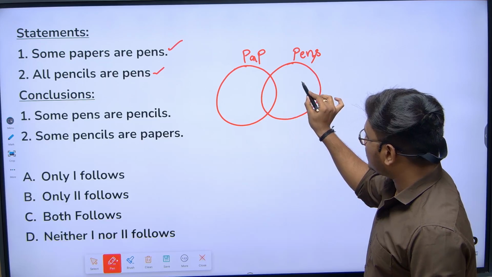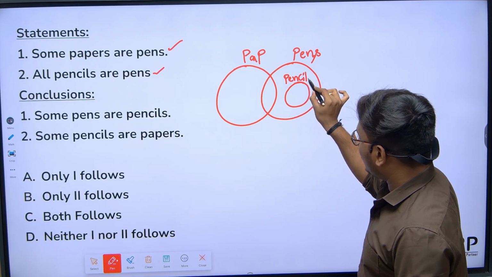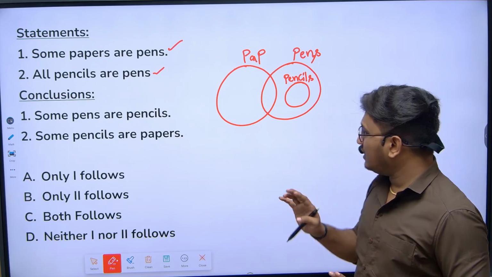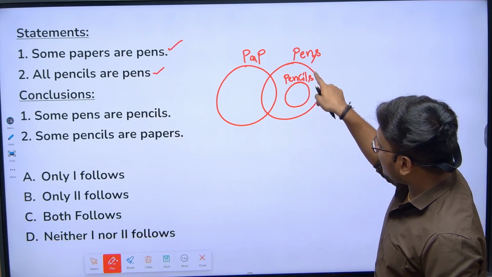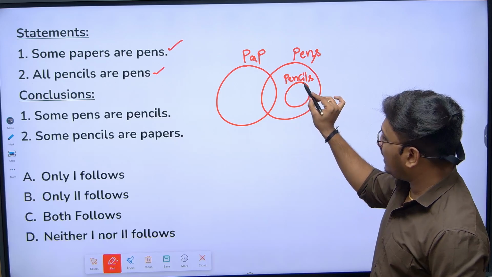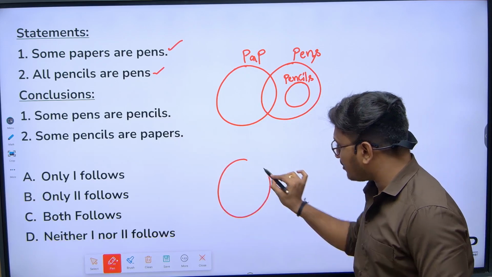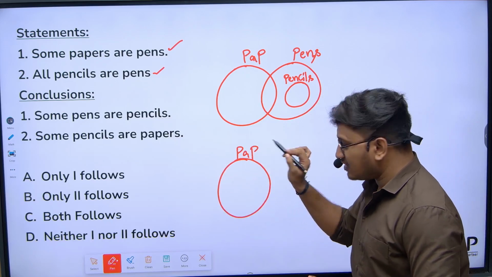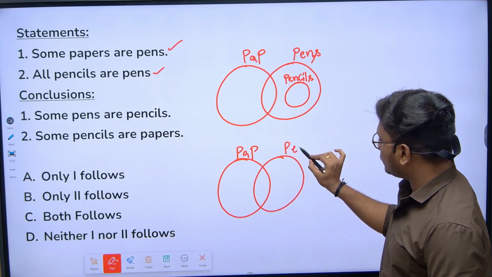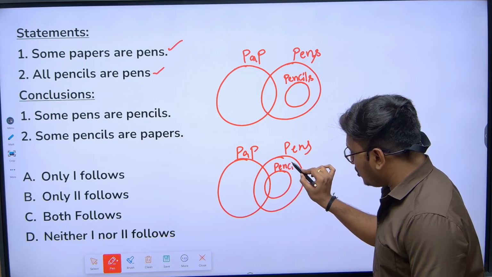All pencils are pens. Now if you observe, you should be clear about the diagram as well. All pencils are inside pens, right? If I want, I can also draw a diagram where pencils can touch papers also. I'm drawing it for your reference. As these are the very starting questions, for your clarity I'm drawing one more possibility. Even this diagram is also correct.